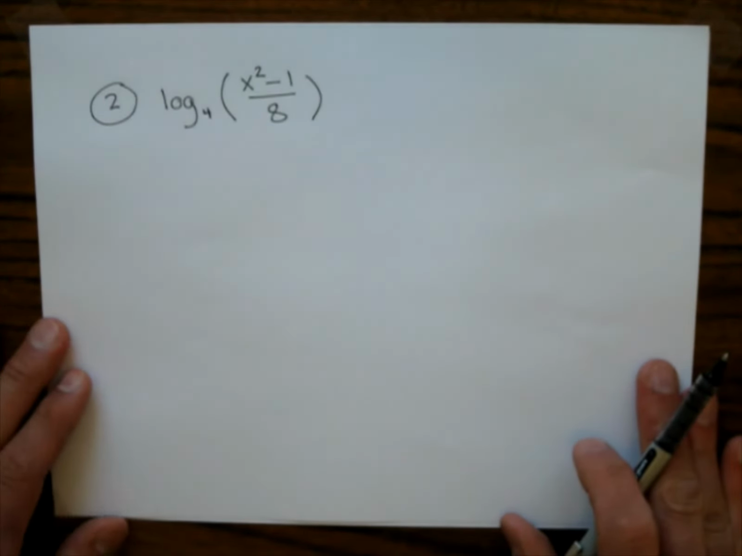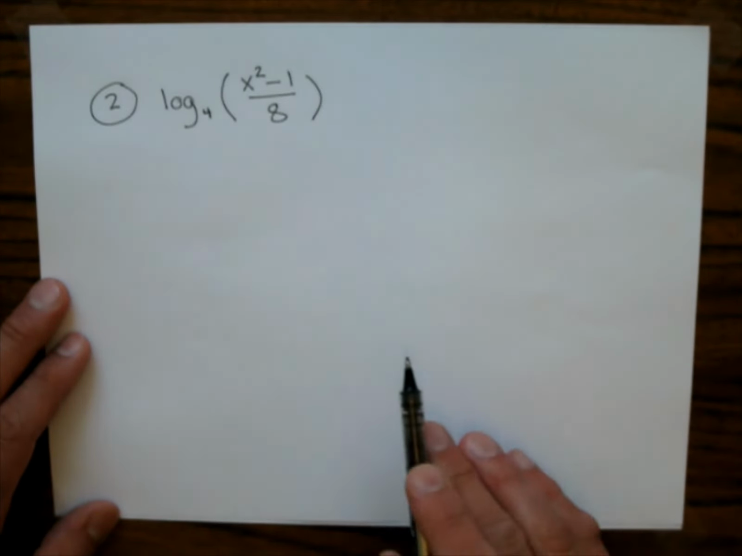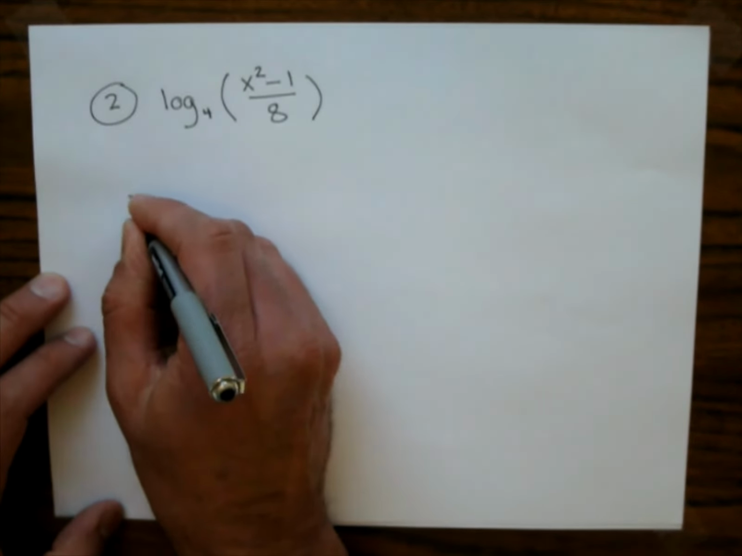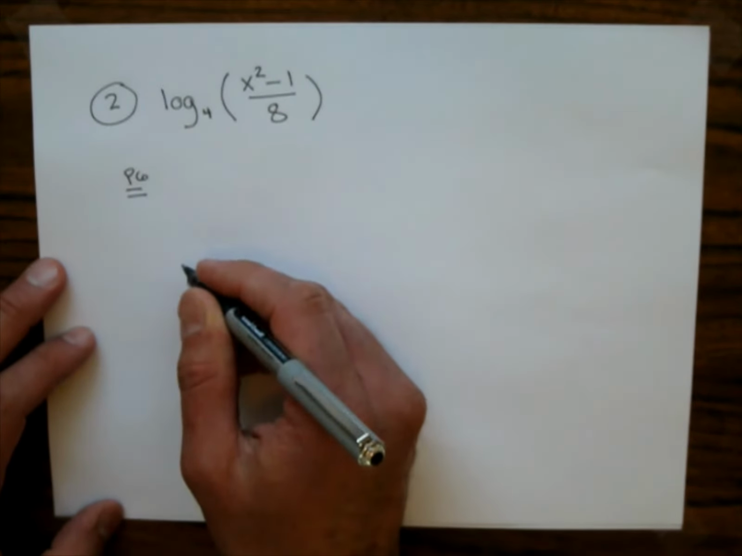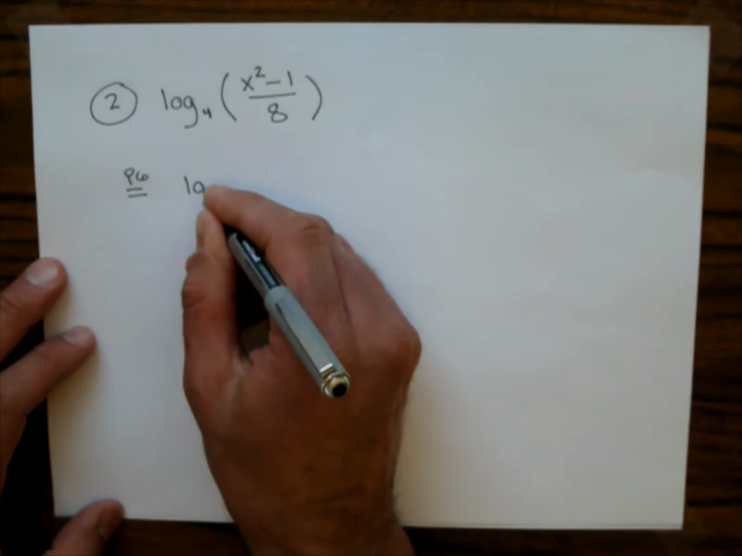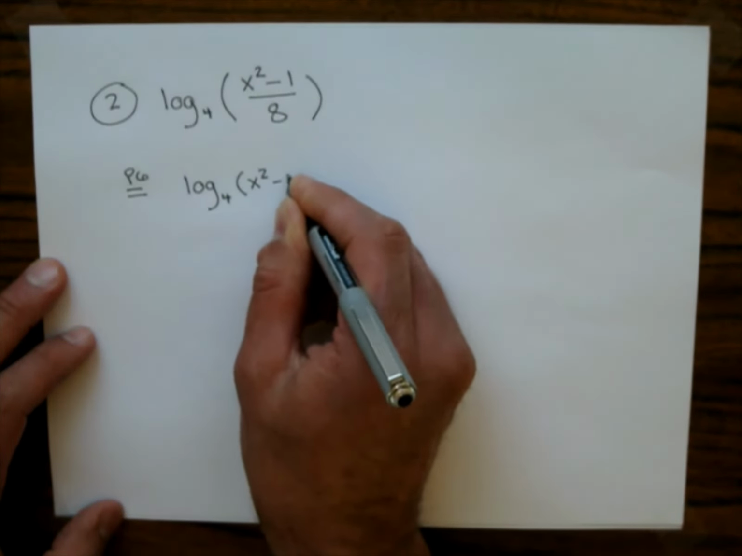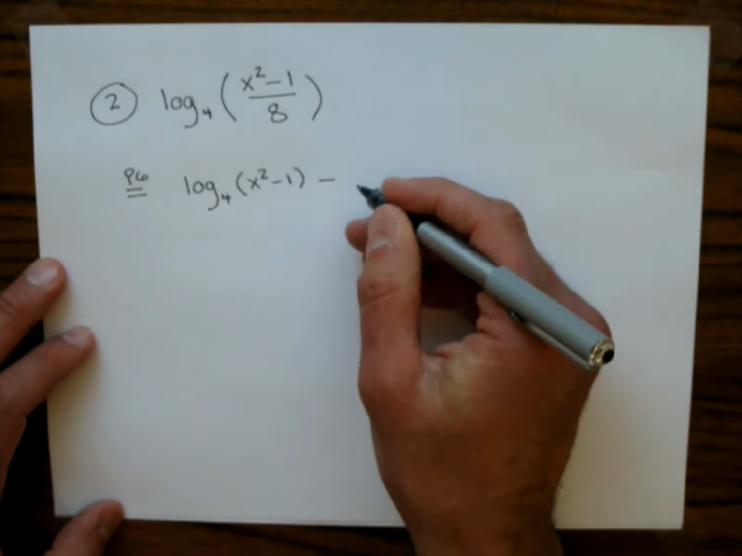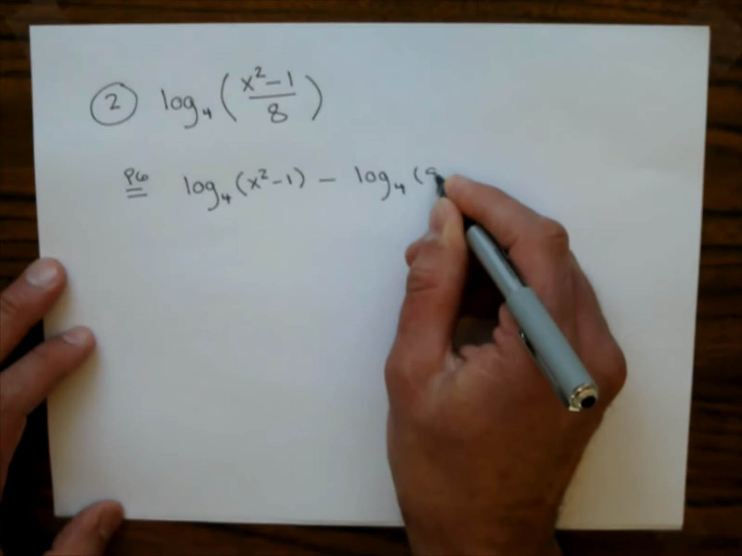Okay, expand the logarithm and simplify. We don't want any products, quotients, powers, or roots. And it looks like we have a quotient. So we're going to use the quotient rule, which is property 6. So this is log base 4 of x squared minus 1, minus, so there's the quotient rule there, log base 4 of 8.